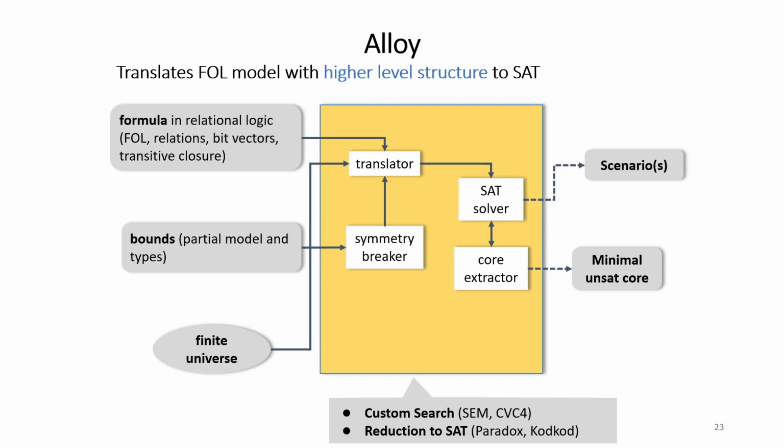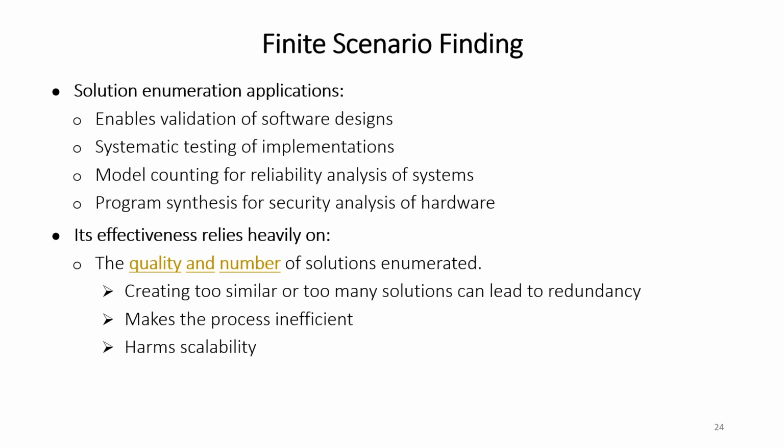And this is the structure, how it works. So this is what we looked at last time. The reason we can use this is to enumerate finite scenarios. It has to be finite because we're using a SAT solver, and it's basically checking for solutions within some bound, and this makes everything finite. What we can do with generating those solutions is validate a software design by looking at examples that we could instantiate from it.